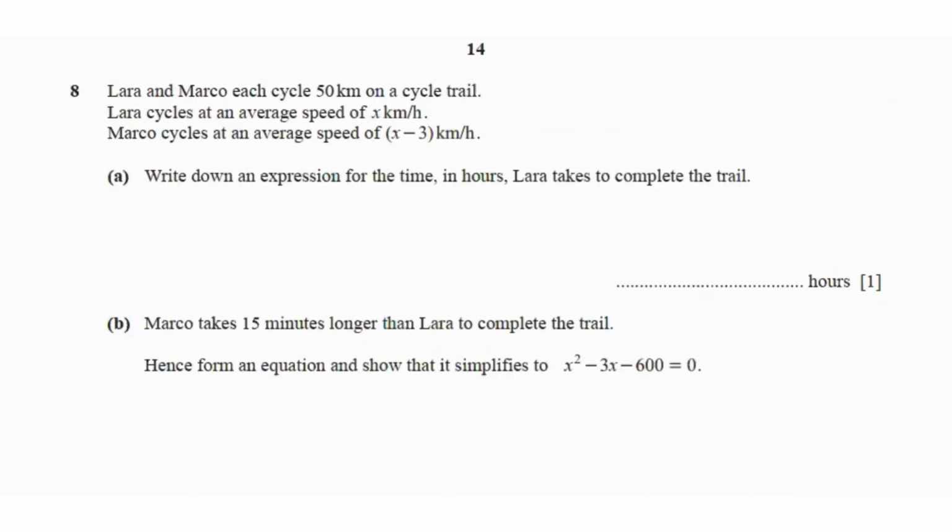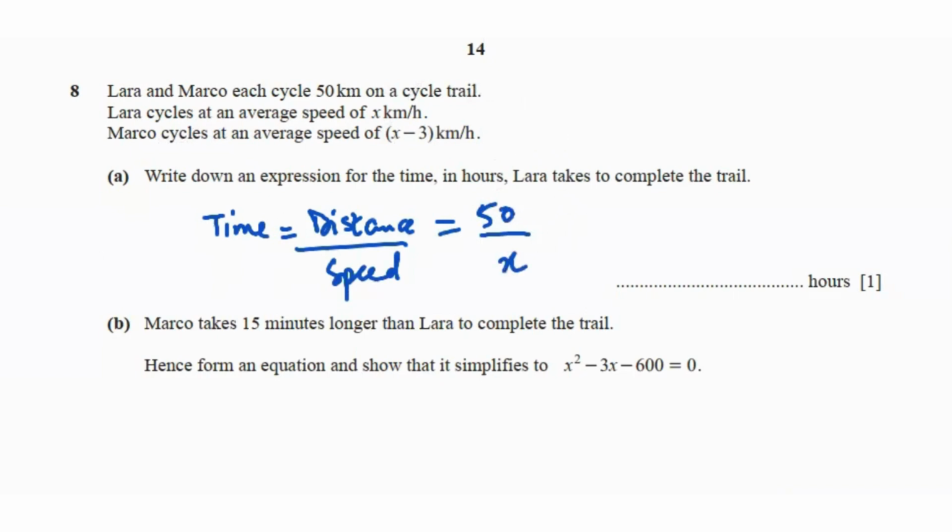x. Question 8 says Lara and Marco each cycle 50 kilometers on a cycle trail. Lara cycles at an average speed of x kilometers per hour, and Marco cycles at an average speed of x minus 3 kilometers per hour. Write down an expression for the time in hours Lara takes to complete the trail. So it's going to be time equals distance over speed. That's going to be 50 over x.